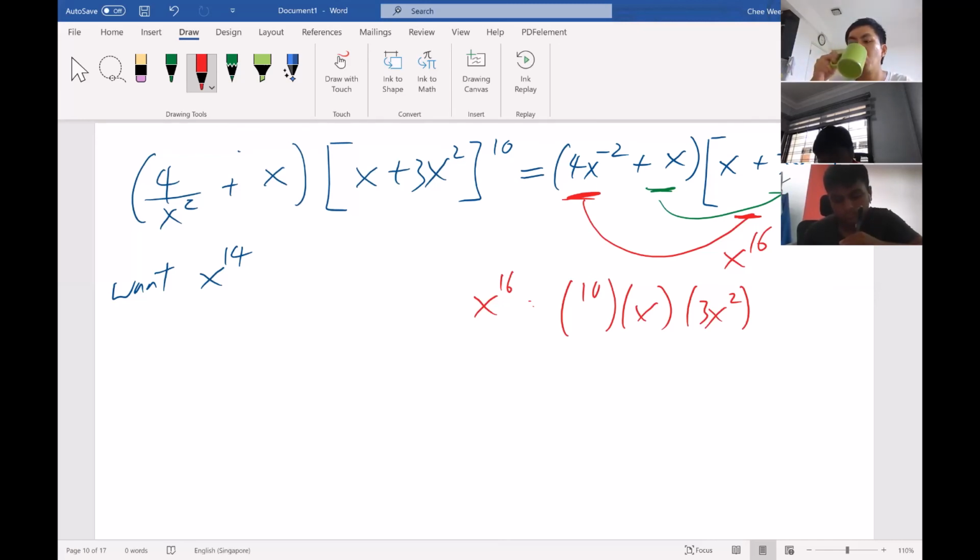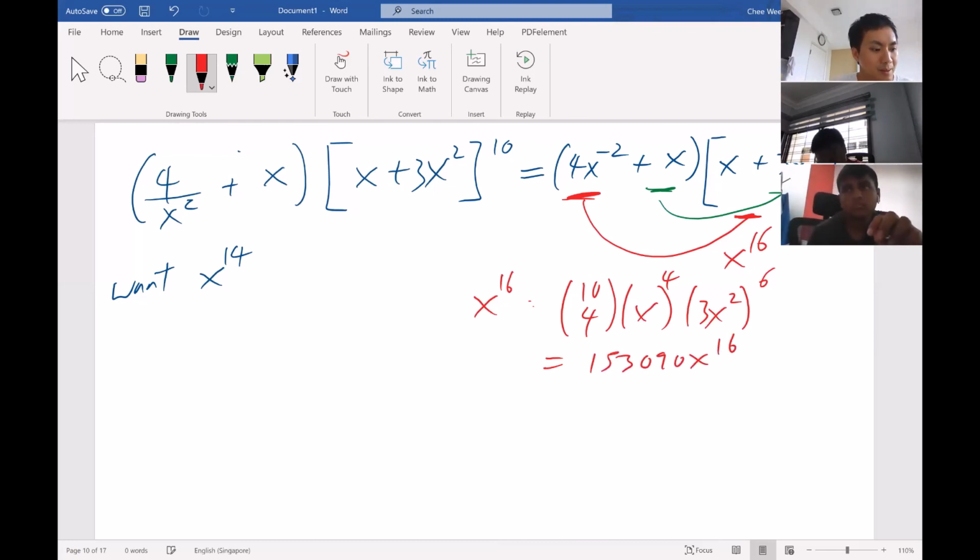Oh, 4 and 6. Good. Okay. So it's 4 here, 6 there. I'll just pick 4 here, okay? So that will give me 3 to the power of 6, times 10 choose 4. So this will give me 153090 x to the power of 16, okay?